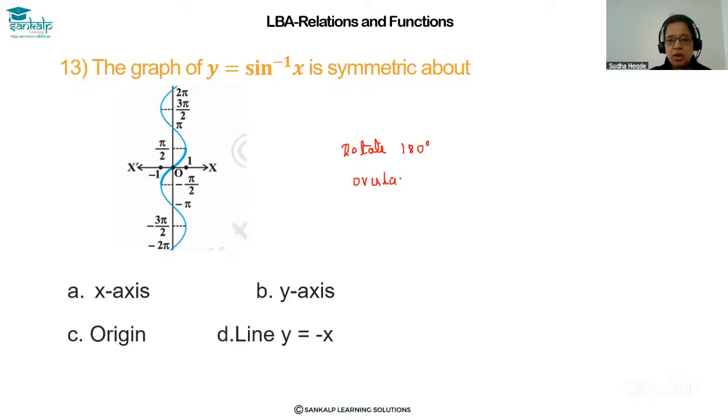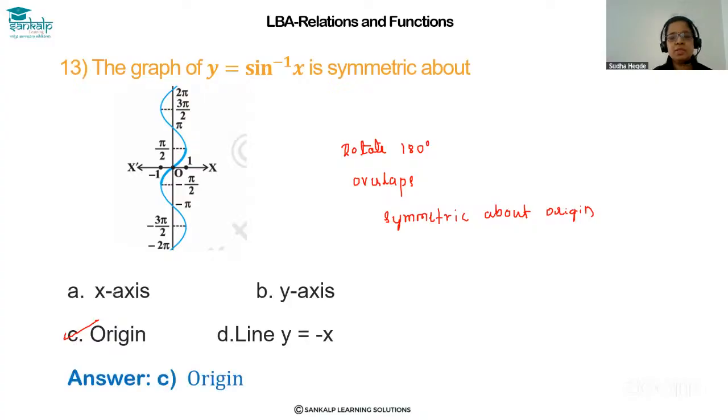Therefore, symmetric about the origin. Okay, check the answer. The answer is option C, origin. Got it right? So you have to imagine, or take the figure and rotate it 180 degrees, you will get the idea. Got it right? So option C.